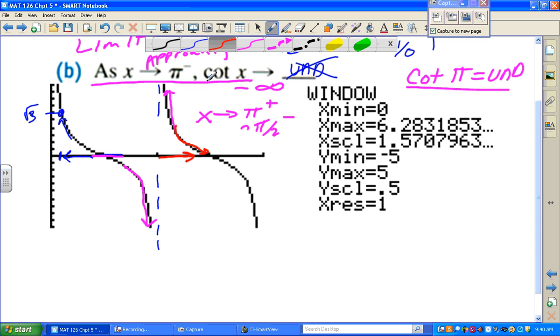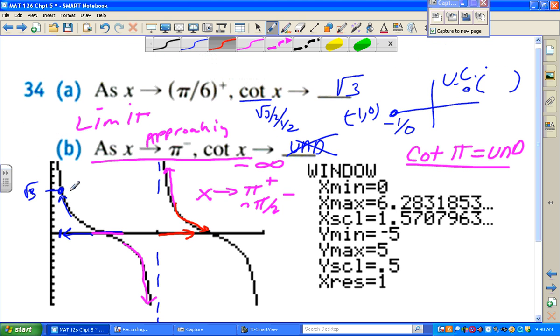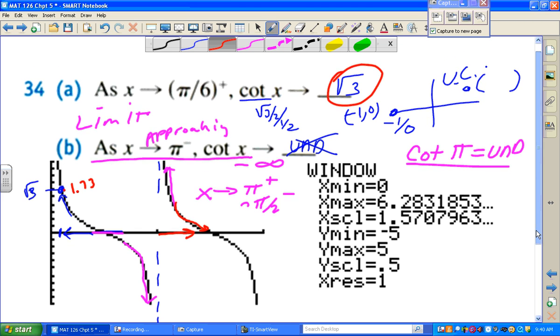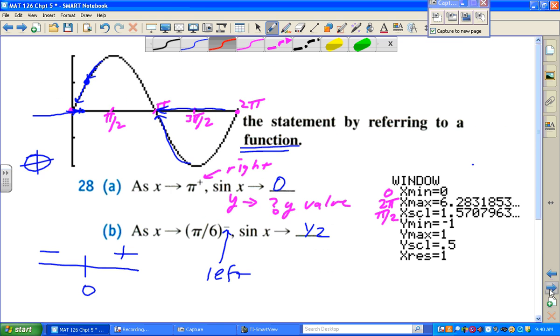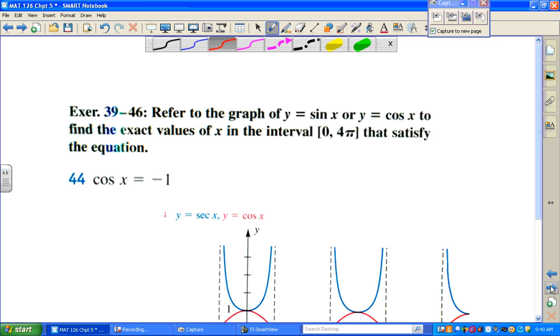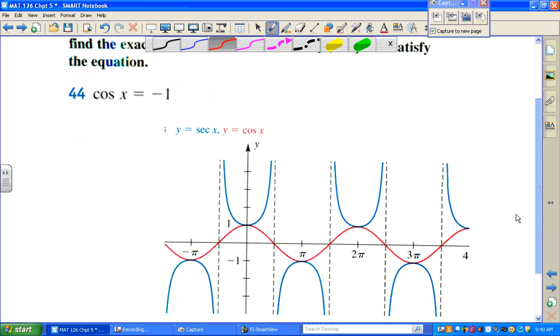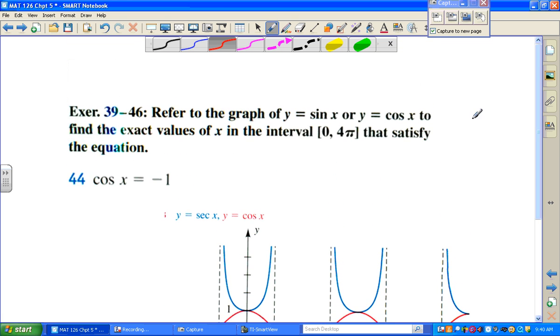Yes? Yep, you have to get it from the picture. No, if you can get it from the graph, it has to be an exact value. Some people type in pi over 6 and they get 1.73 and try to write that down. You got to know it's a square root of 3. Okay? All right. Now, true to my word, we will take a small brain break before we get to the cosine curve and the secants. Okay?